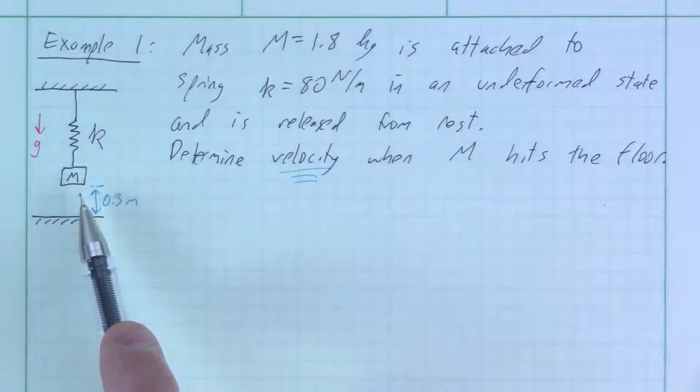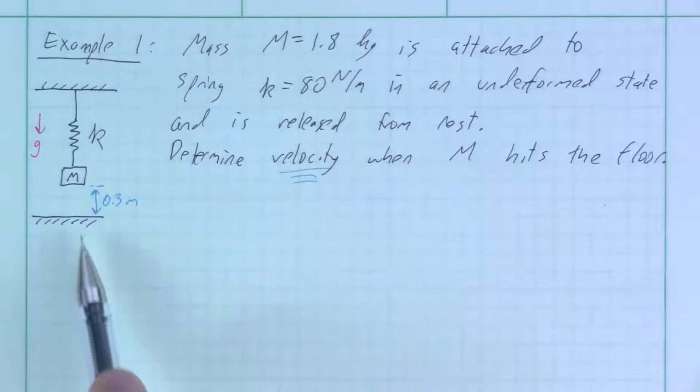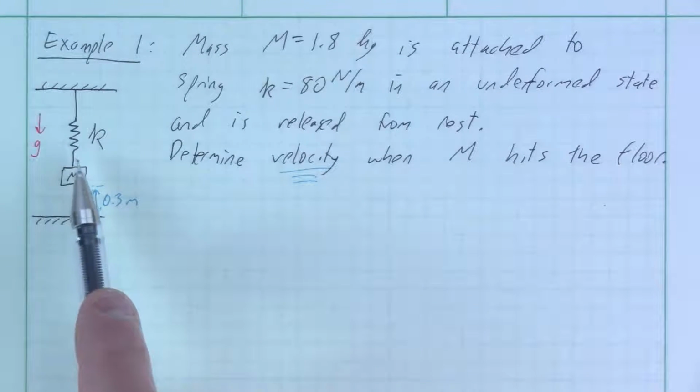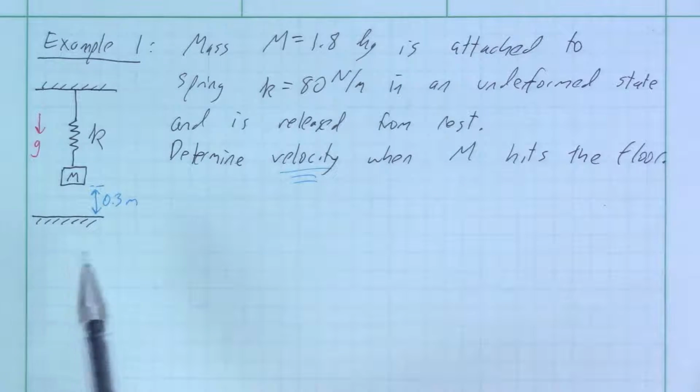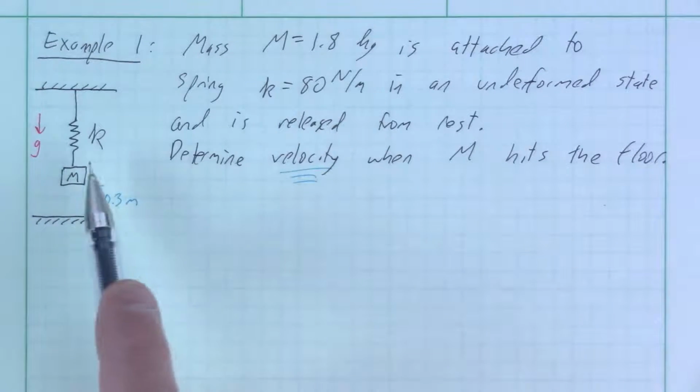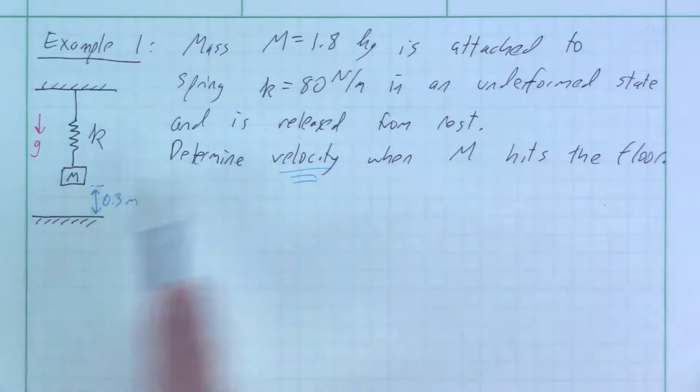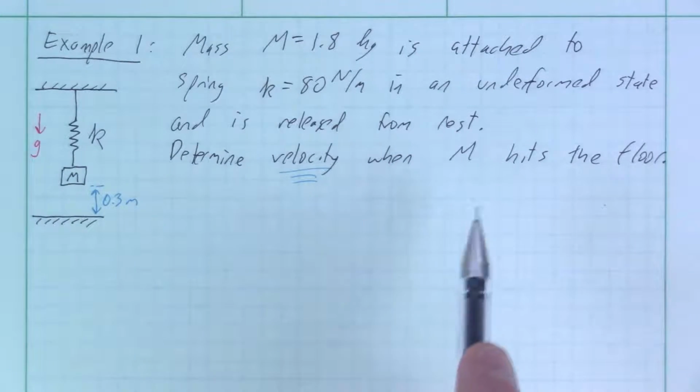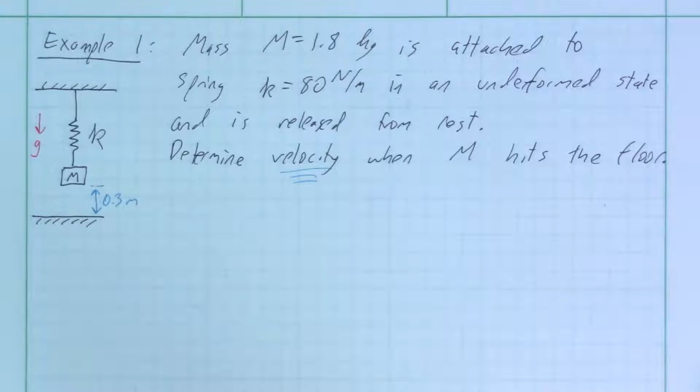It's then released, right? So gravity is going to act on the mass to pull it down. While it's being pulled down, we're stretching the spring, which is then going to pull back up on the mass, and at some point it hits the floor. Maybe if the spring was stronger, it wouldn't ever hit the floor, but this one will. We want to determine the velocity when the mass hits the floor. Okay, and I think everything's on there. We only need to drop 0.3 meters to hit the floor.